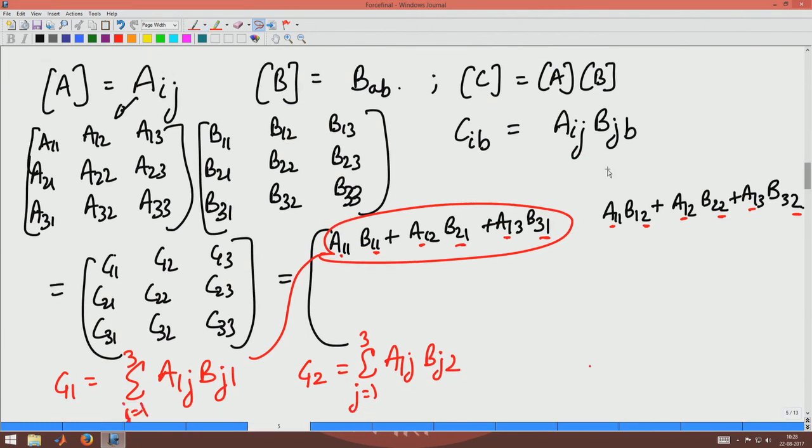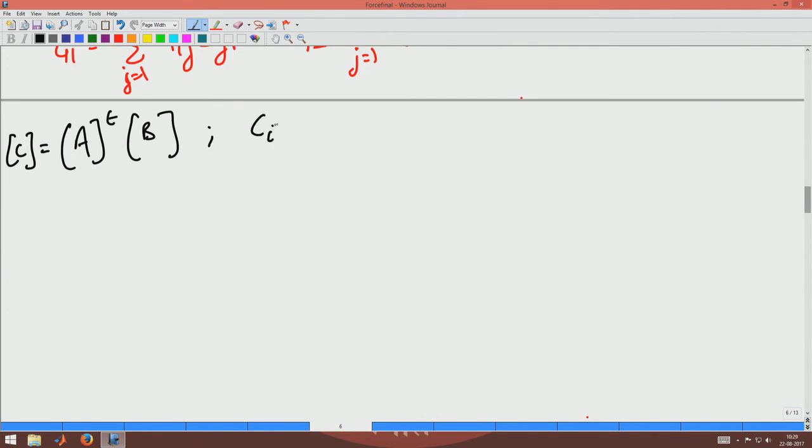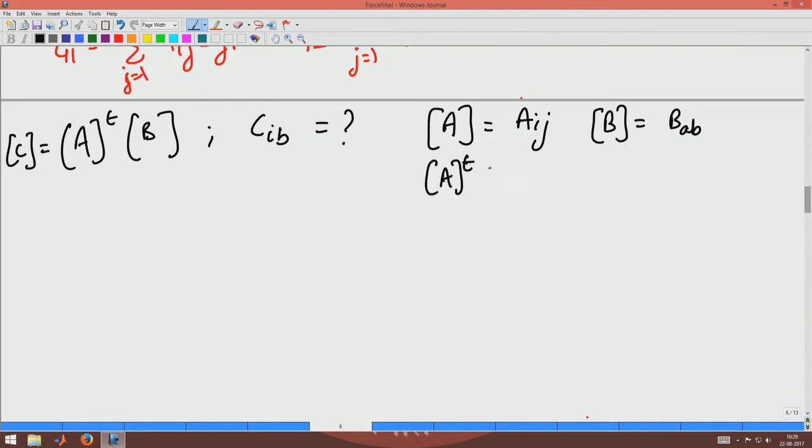So, let us now continue to see how I will write the following multiplication. I want to do A transpose B is C matrix. So, how will I write C i b is the question. I know that A is written as A i j and this B matrix is written as B a b. Now, since it is transpose, A transpose would be A j i and this I have to multiply with B a b. Multiplication means I have to make these two indexes the same. So, it will become C i b would be A i j B j b.